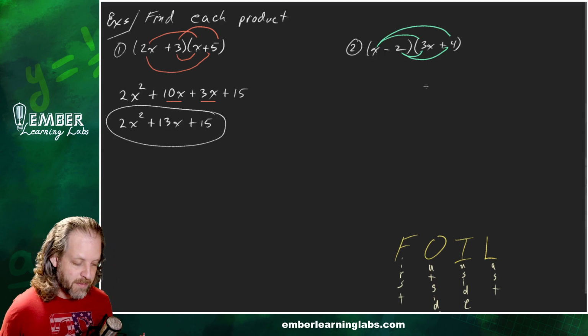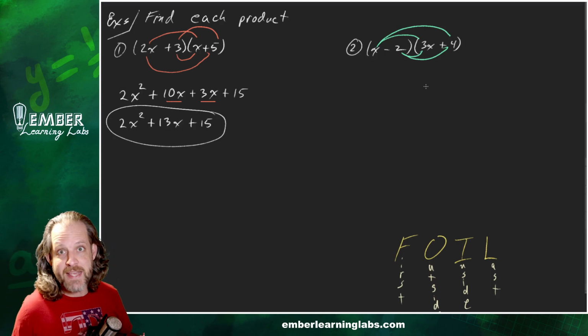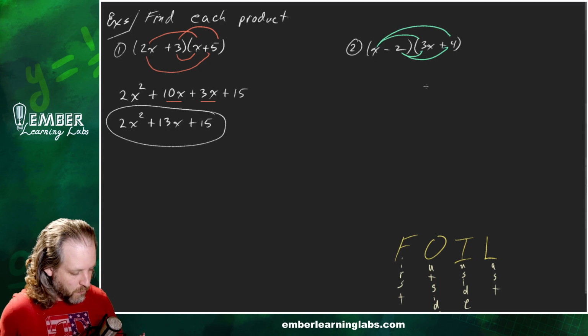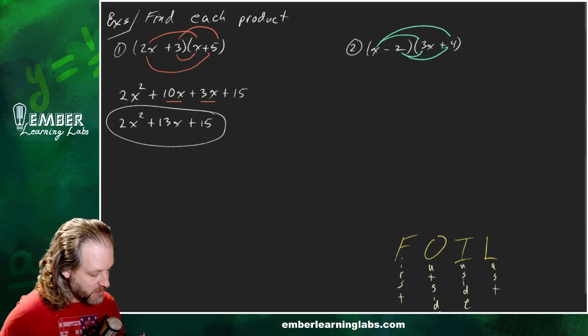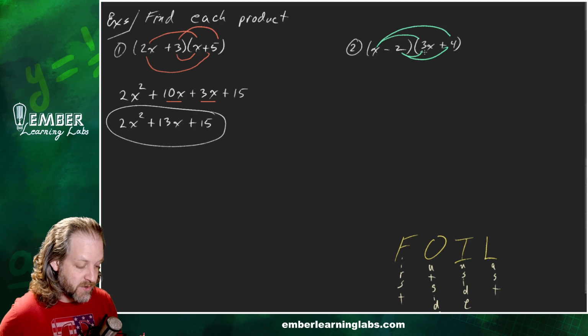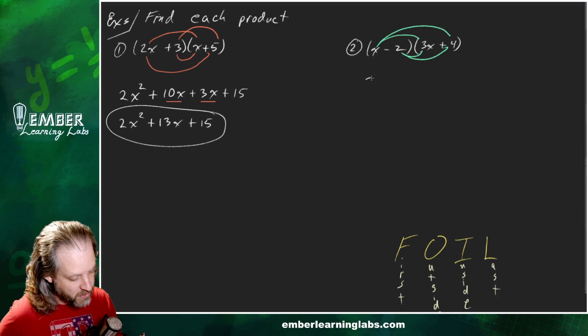So you can think about it either way. Everything times everything, or as FOIL, if that helps you remember. So in this problem, we've got x times 3x. X times x is x squared. So 3x squared.